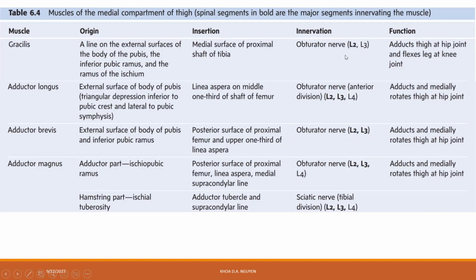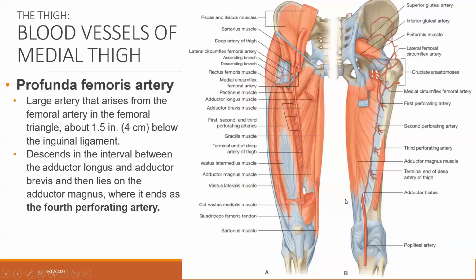So they are all going to be innervated by the obturator nerve, except for the hamstring part, which is the posterior part of the adductor magnus, which is innervated by the sciatic nerve, or the tibial division of the sciatic nerve, basically.